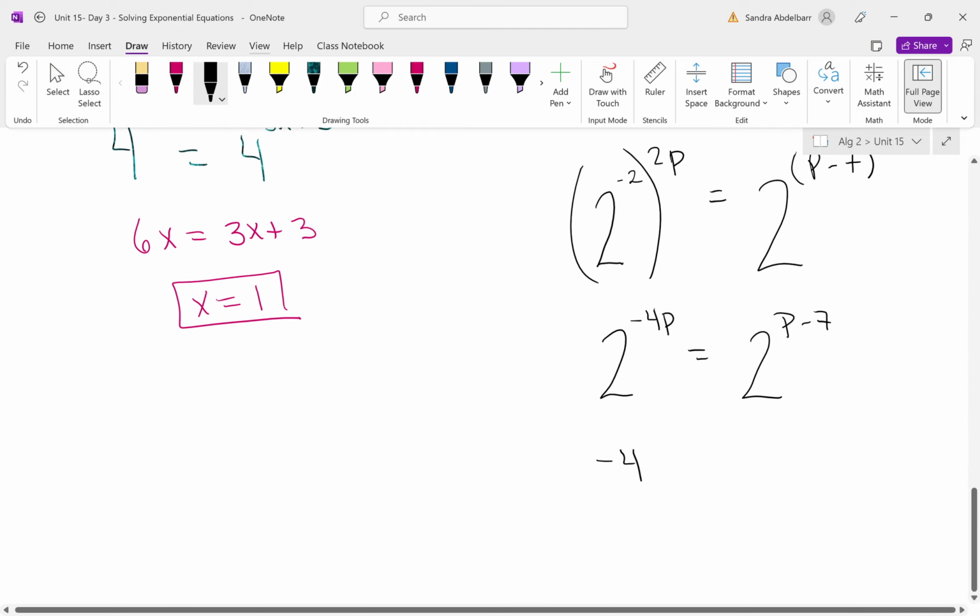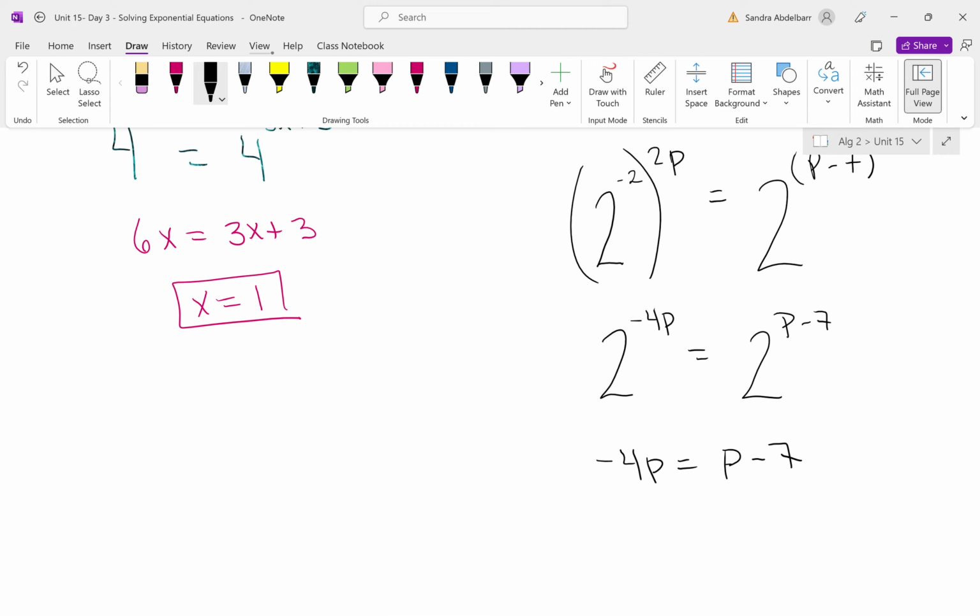So now we're going to have negative 4p equals p minus 7. And then we'll have 5p equals 7, so p equals 7/5. Oh, yeah, 7/5.